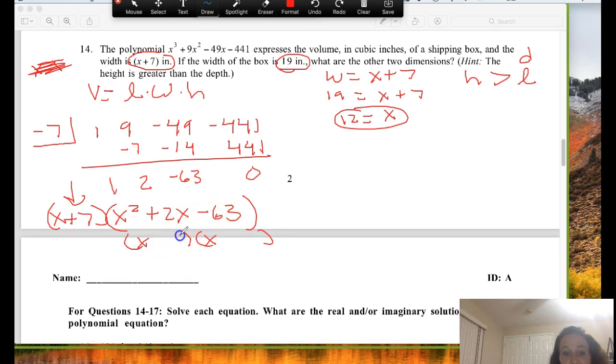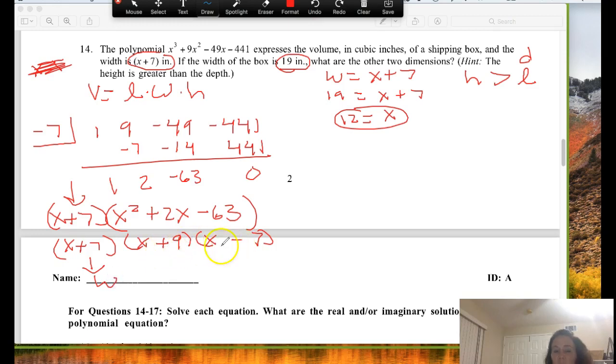63 is 9 times 7. Okay, so 9 and 7, and I want this negative and I want that positive. So I'm going to make the 7 negative and the 9 positive, because when I add this, the 9 is bigger than the 7, and that will give me a positive 2. So that will work, x plus 7 times this. So now I know this is my width.